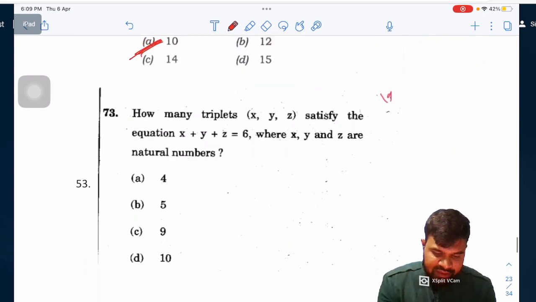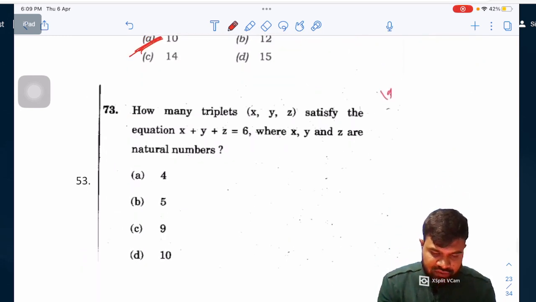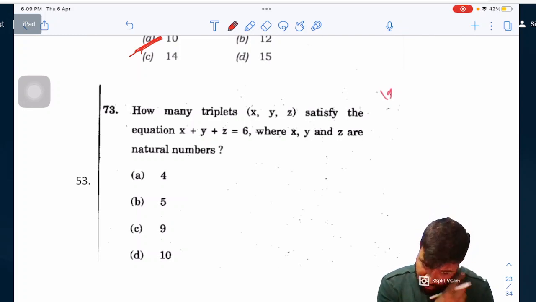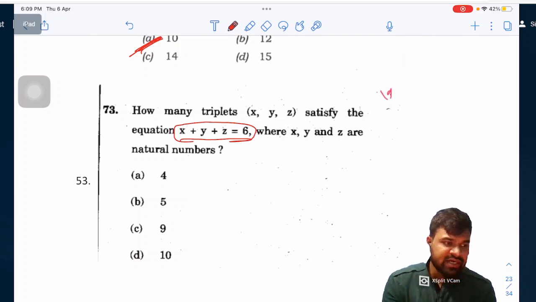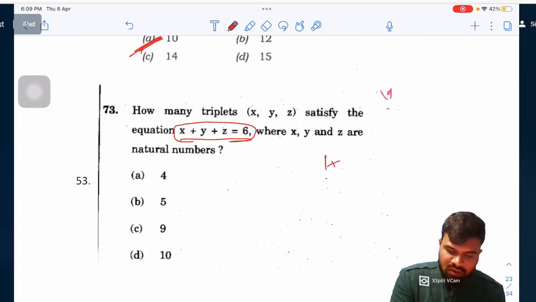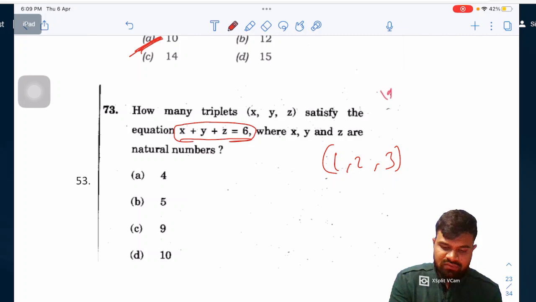How many triplets satisfy this equation, where x, y, z are natural numbers? Now x plus y plus z is 6. So 1, 2, 3 can give us 6.